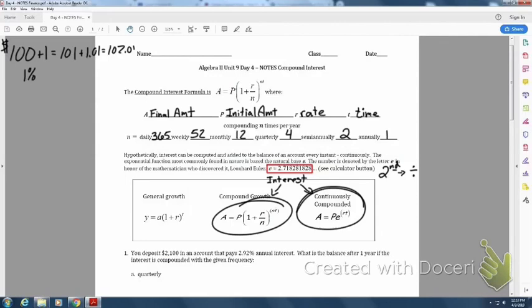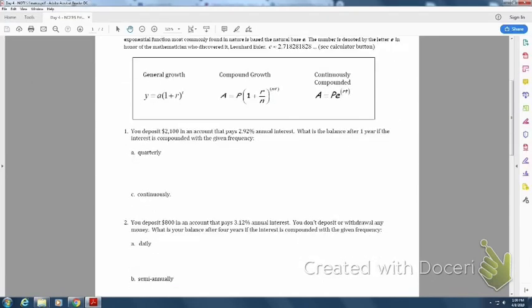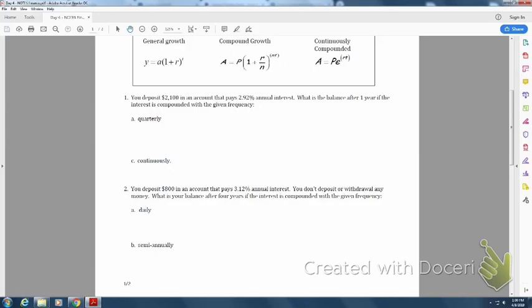If it does not have the word interest in it, you're just going to use your generic a times b to the power of x. All right, so the word interest, that's really kind of the key thing that you need to find to know that you're going to use one of those two formulas. Let's look at these first couple right here.